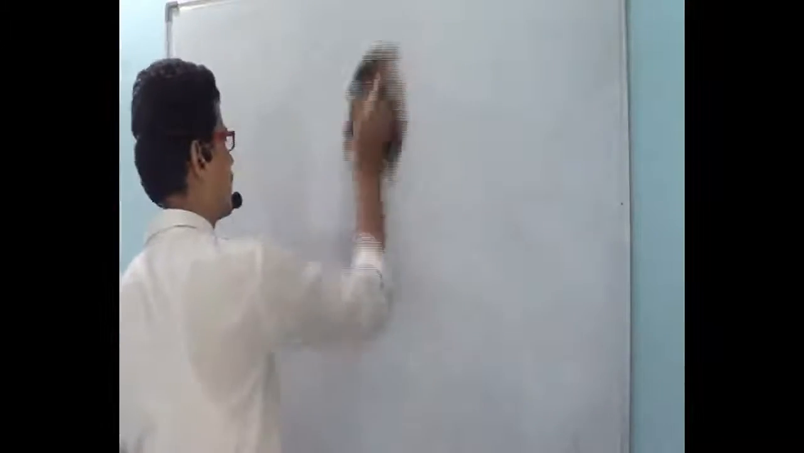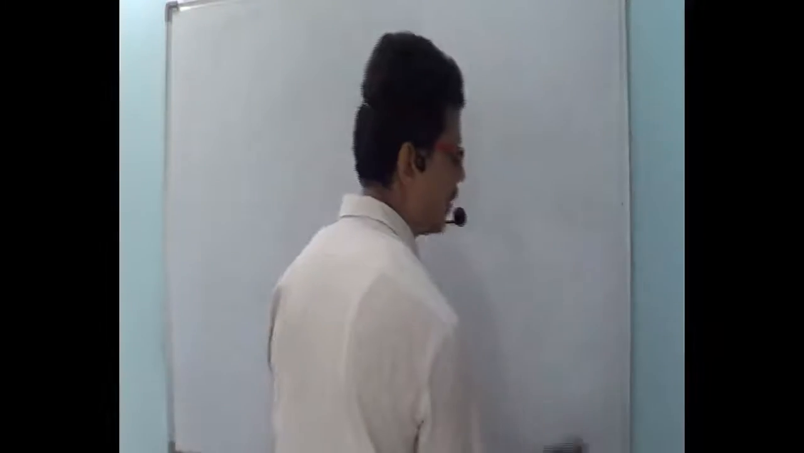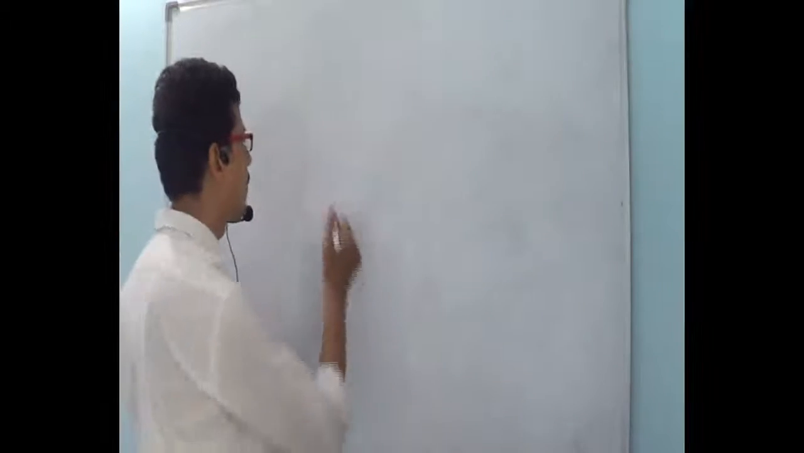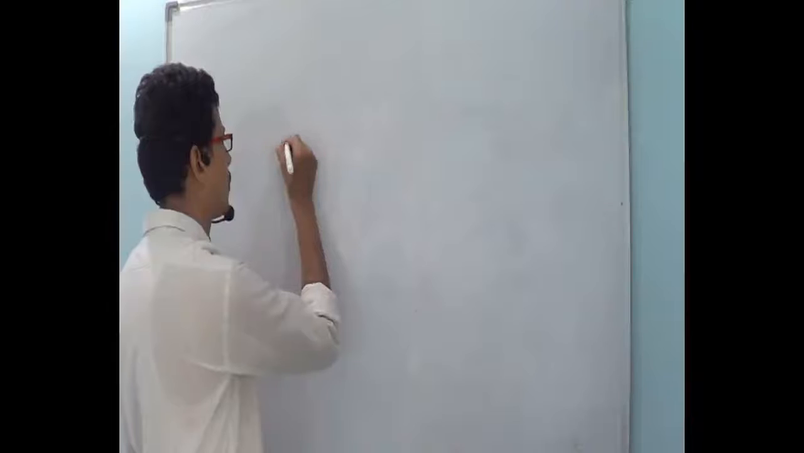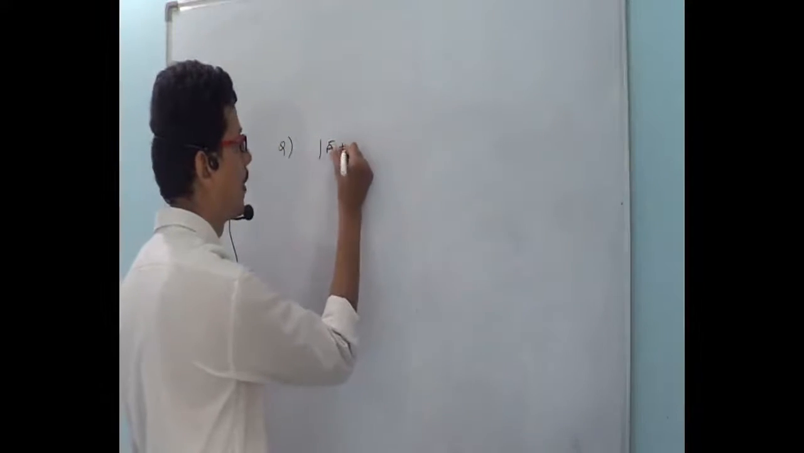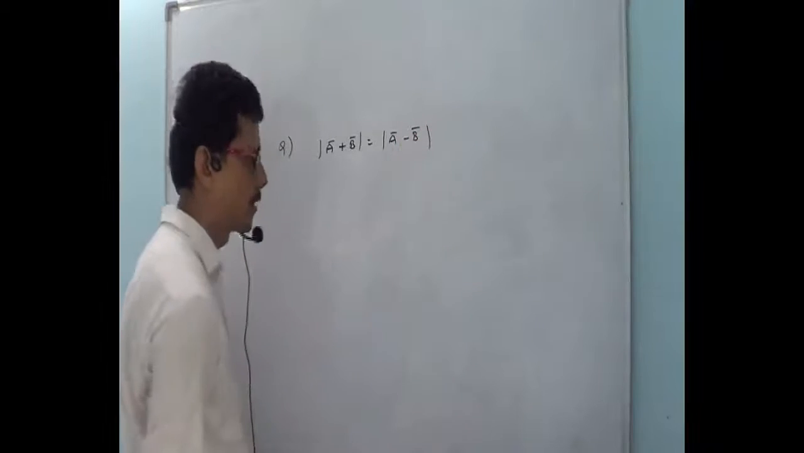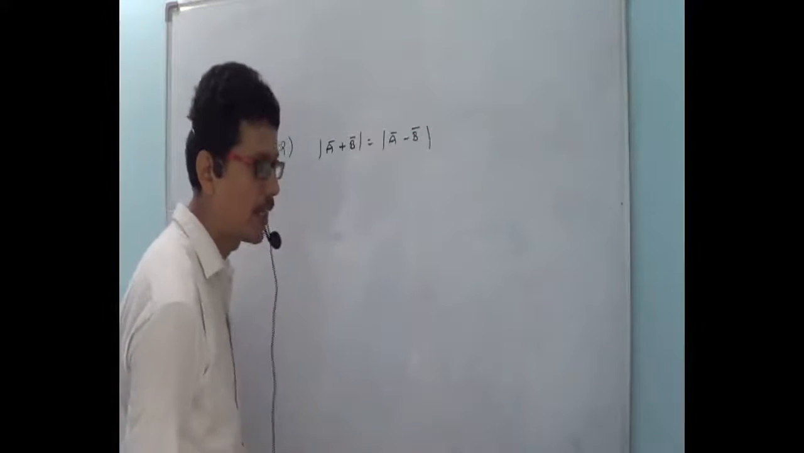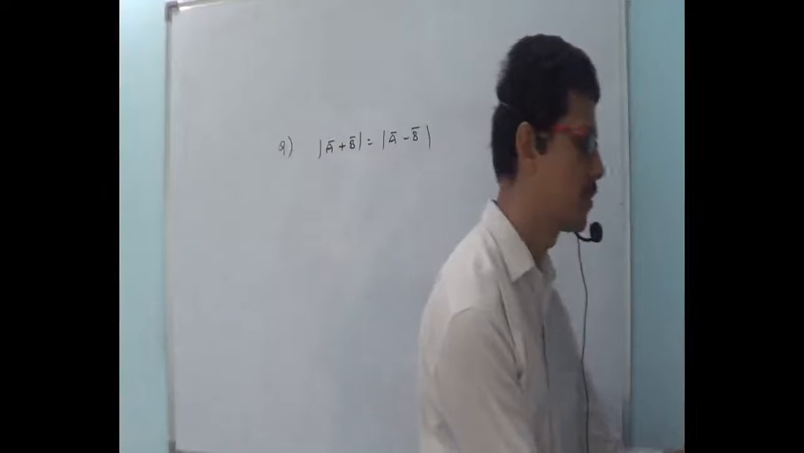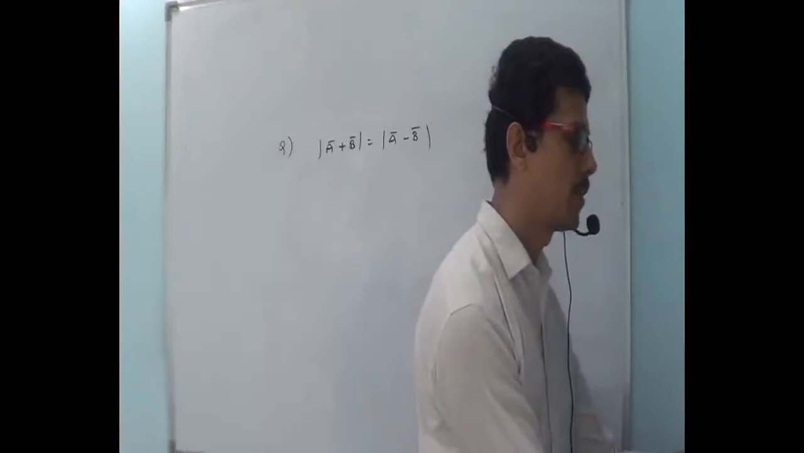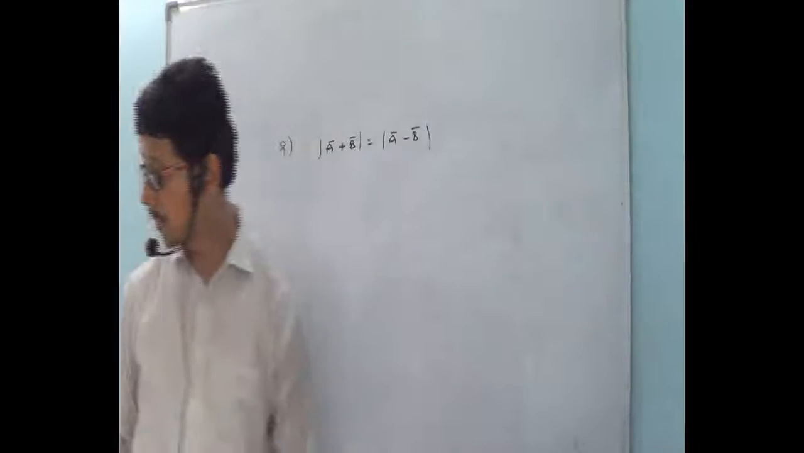Just erase this. If mod A bar plus B bar is equal to mod A bar minus B bar. One more example: mod A bar plus B bar is equal to mod A bar minus B bar, then find the angle between A bar and B bar. That is the question.